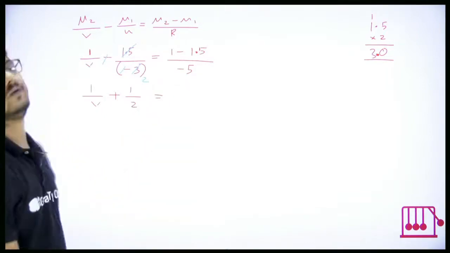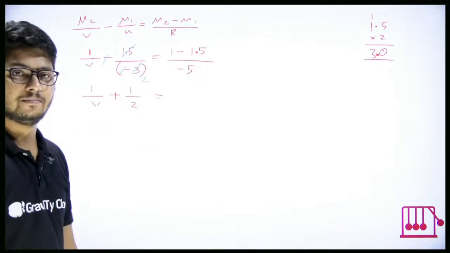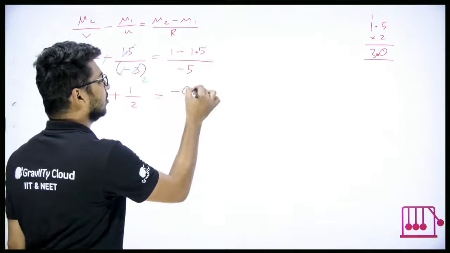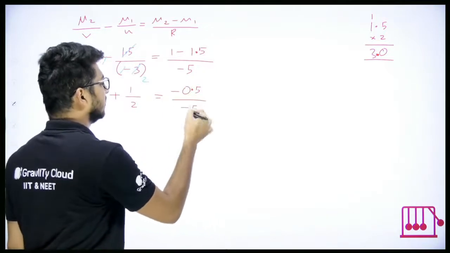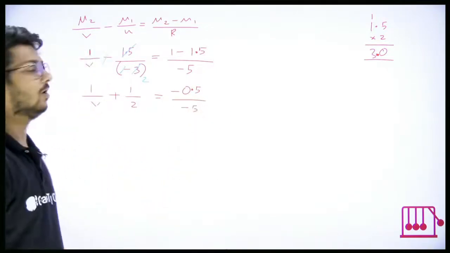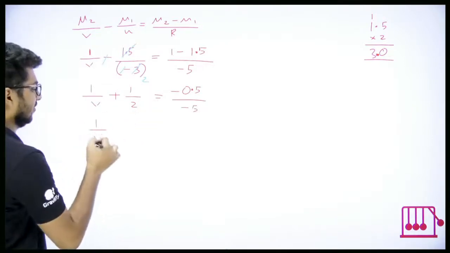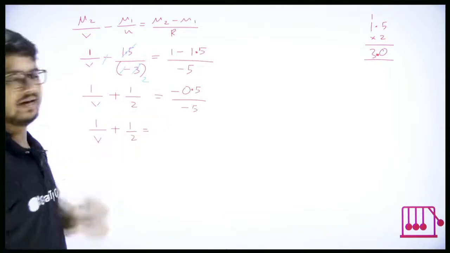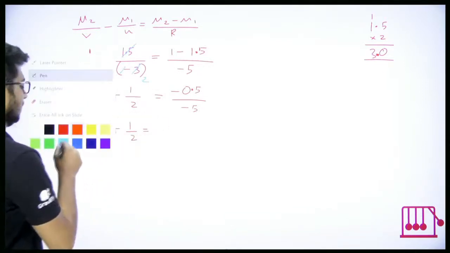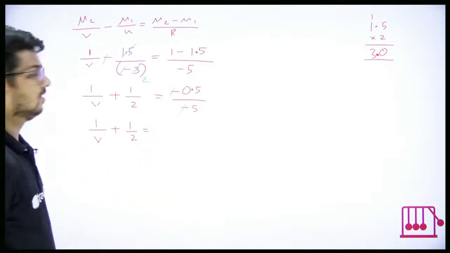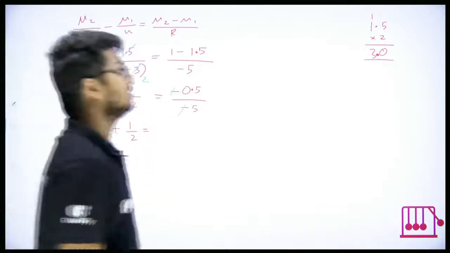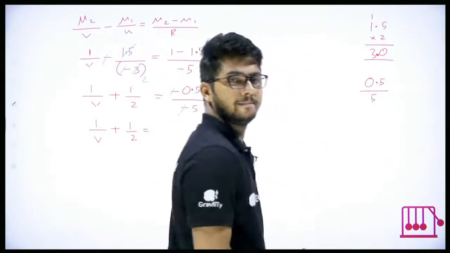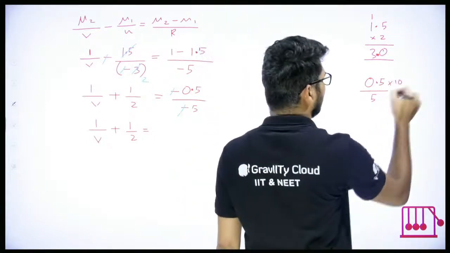is equal to 1 minus 1.5. How much? 1 minus 1.5 will be minus 0.5 upon minus 5. Good. Again, you can further solve it. 1 by v plus 1 by 2 is equal to 0.5 by 5. Minus minus cancel. That's fine. But 0.5 by 5, how much? Everyone should be comfortable by now. 0.5 by 5. I'll multiply with 10.